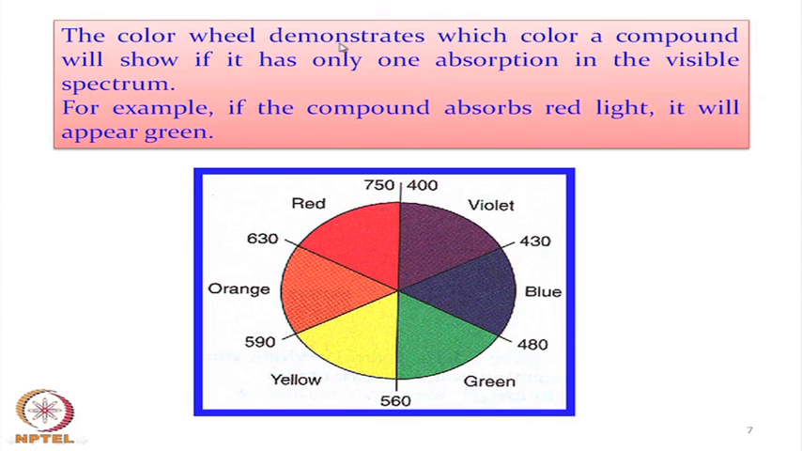So the wheel basically demonstrates which color a compound will show if it has only one absorption in the visible spectrum. Just now what we have seen is one particular color, but we are recording it at its corresponding absorption. What we are measuring is the absorption, but we are looking at the solution, and what we see is the complementary color, or the emitted fraction of the white light, as the color of the compound. So if a compound absorbs red light, it will appear green.